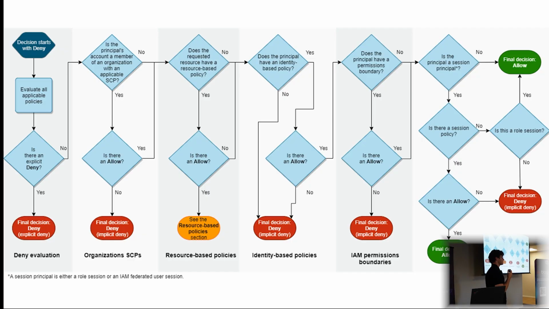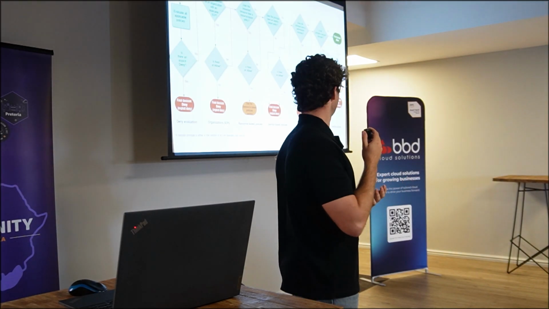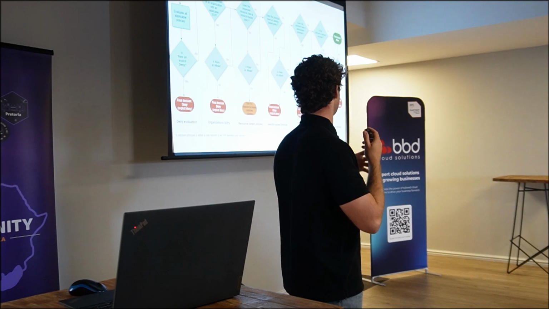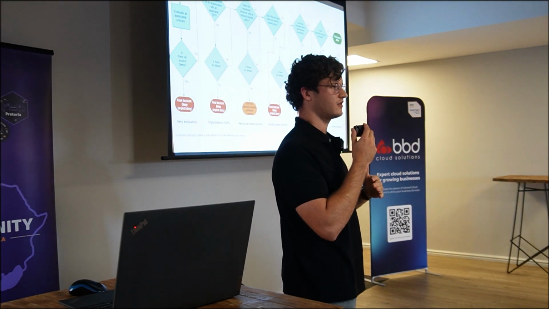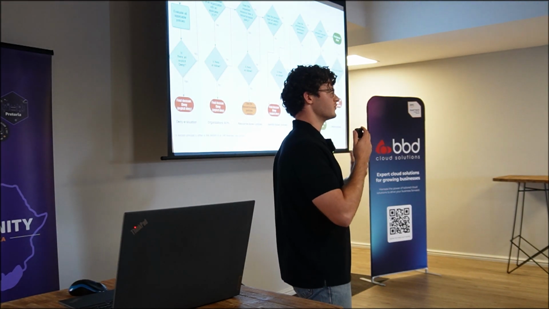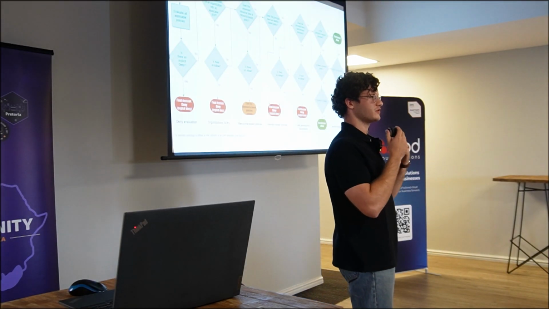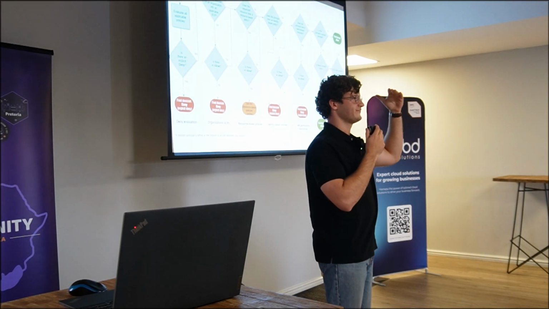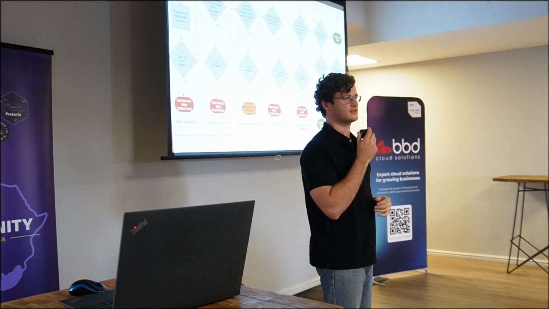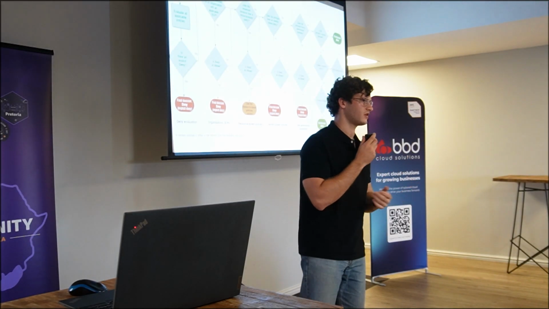Then the fourth stage is identity-based policies. Think of that as the permissions attached to your IAM principal, or whatever's making the calls in AWS. So that's the permissions policy, the list of actions. So let's say you have an IAM user. That'll have a permissions policy attached that says it can list S3 buckets in your account, something like that.